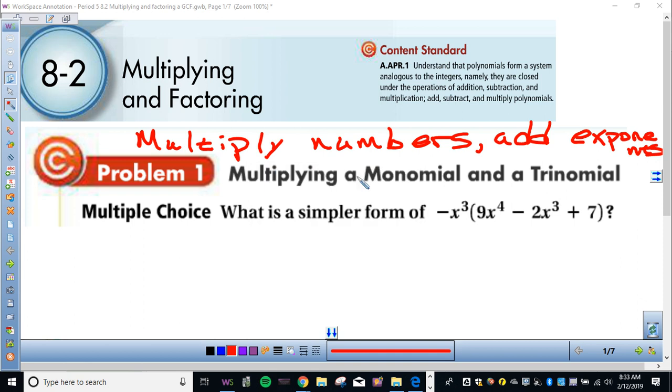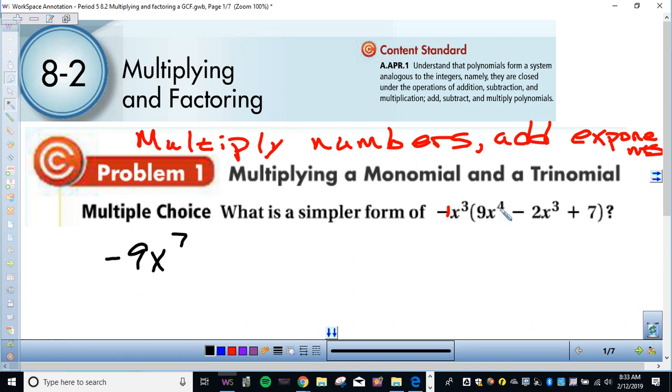Okay, so 8.2, multiplying and factoring. Helpful hint: multiply numbers, add exponents. What do I get right here? Multiply numbers, add exponents. You get -9x to the 7th, right? -1 times 9 is -9. x cubed times x to the 4th is x to the 7th.